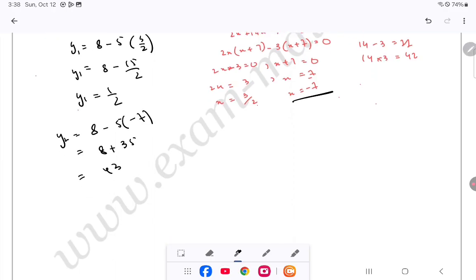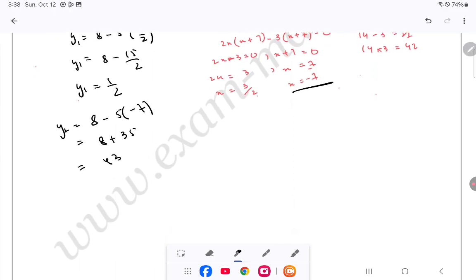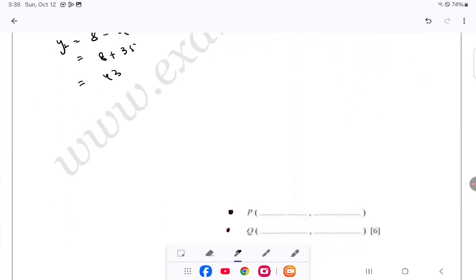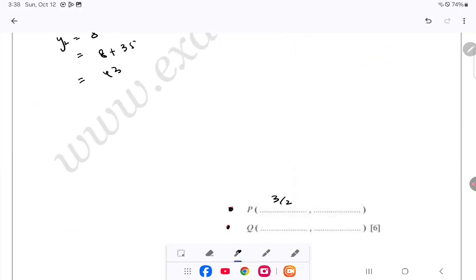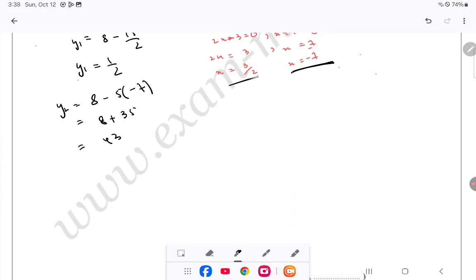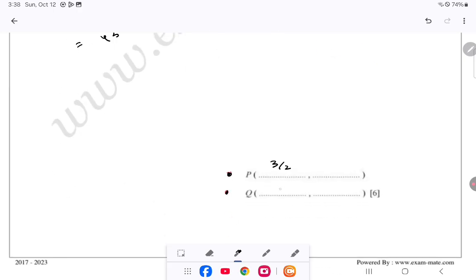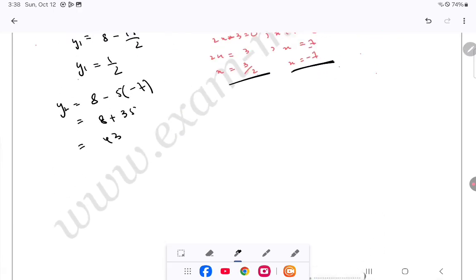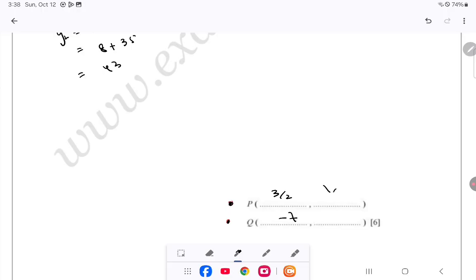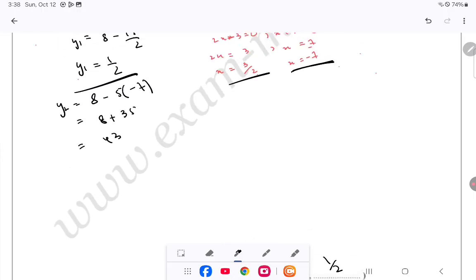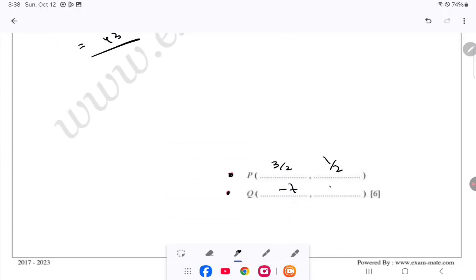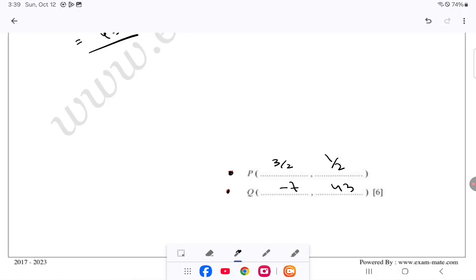43. So the first value of x is 3 over 2, and the second value of x is negative of 7. The first value of y is half. The second value of y is 43. So these are the points P and Q.